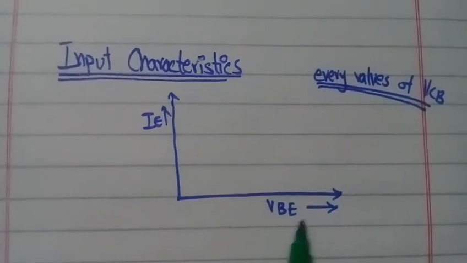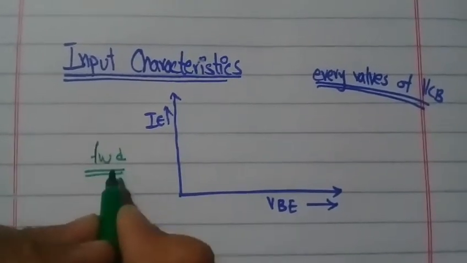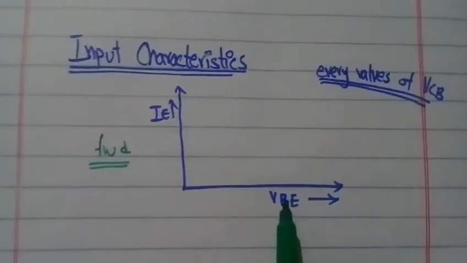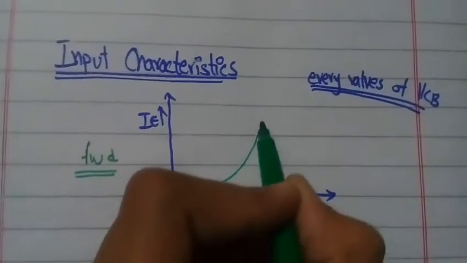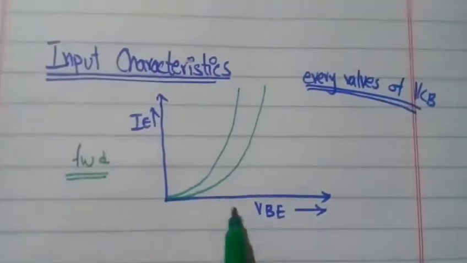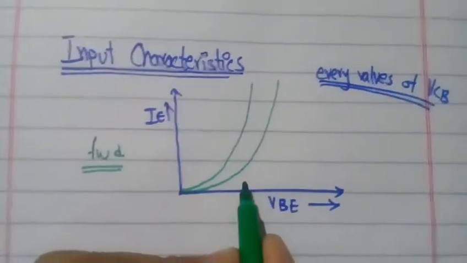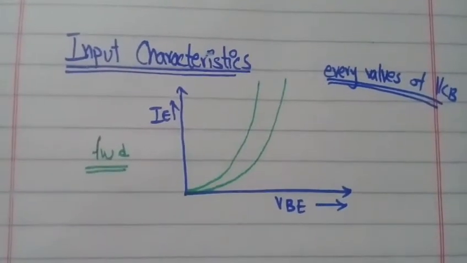As we know that in the input loop the base emitter junction is forward bias, so it will work like a diode. And you know that the diode characteristics are this type of characteristics, because before 0.7 volt no current is flowing, and after 0.7 volt a high amount of current is flowing.